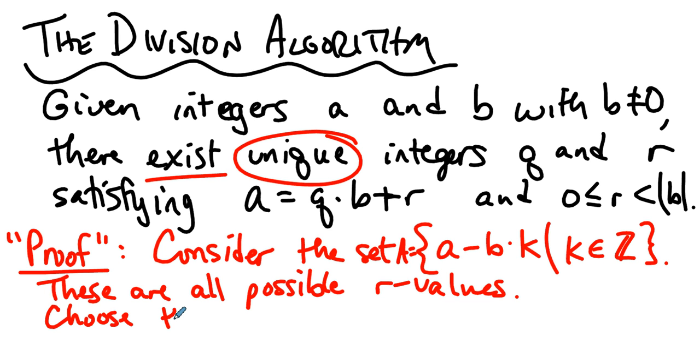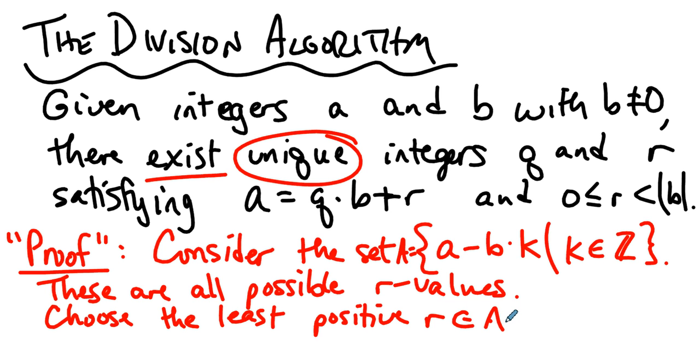Choose the least positive r in A. There must be one. How do we know that there must be one? Well, if there wasn't a least positive one, we could keep subtracting b until we got one, but no.